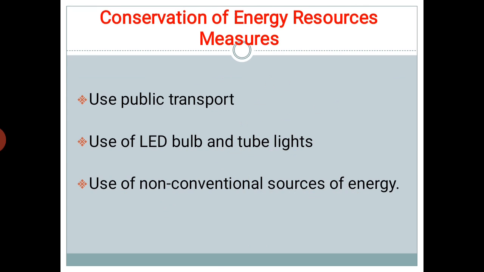Students, how should we minimize, that means how should we conserve the energy resources? Which measures can be taken? Listen students, use LED bulbs and tube lights, use public transport, switch off the lights and fans when not in use, use power saving electronic devices, use non-conventional sources, for example solar heat, solar light, solar torch, solar geyser, etc. Use an automatic electronic power saver, it saves approximately 30% of the electricity bill. So students, these are the steps which can be taken for conserving the energy resources.